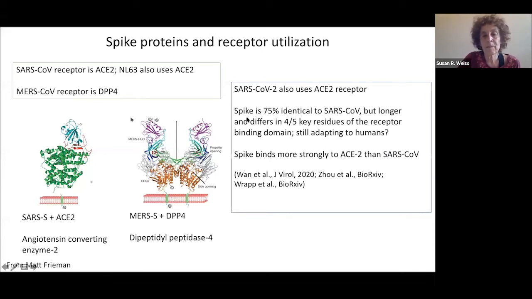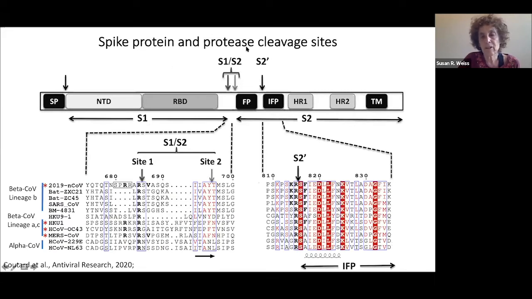SARS-CoV-2 also uses the ACE2 receptor. The spikes of these two SARS viruses are 75% identical, but importantly, they differ in some key residues of the receptor binding domain, the part of the spike that actually binds to its receptor. I guess it's been speculated that the virus is still adapting to humans, and I don't see any evidence that it's changing very much with all the sequencing that's been done, but we will see if that happens. There are also data suggesting the spike of SARS-CoV-2 binds more strongly to ACE2 than the spike of SARS-CoV-1.